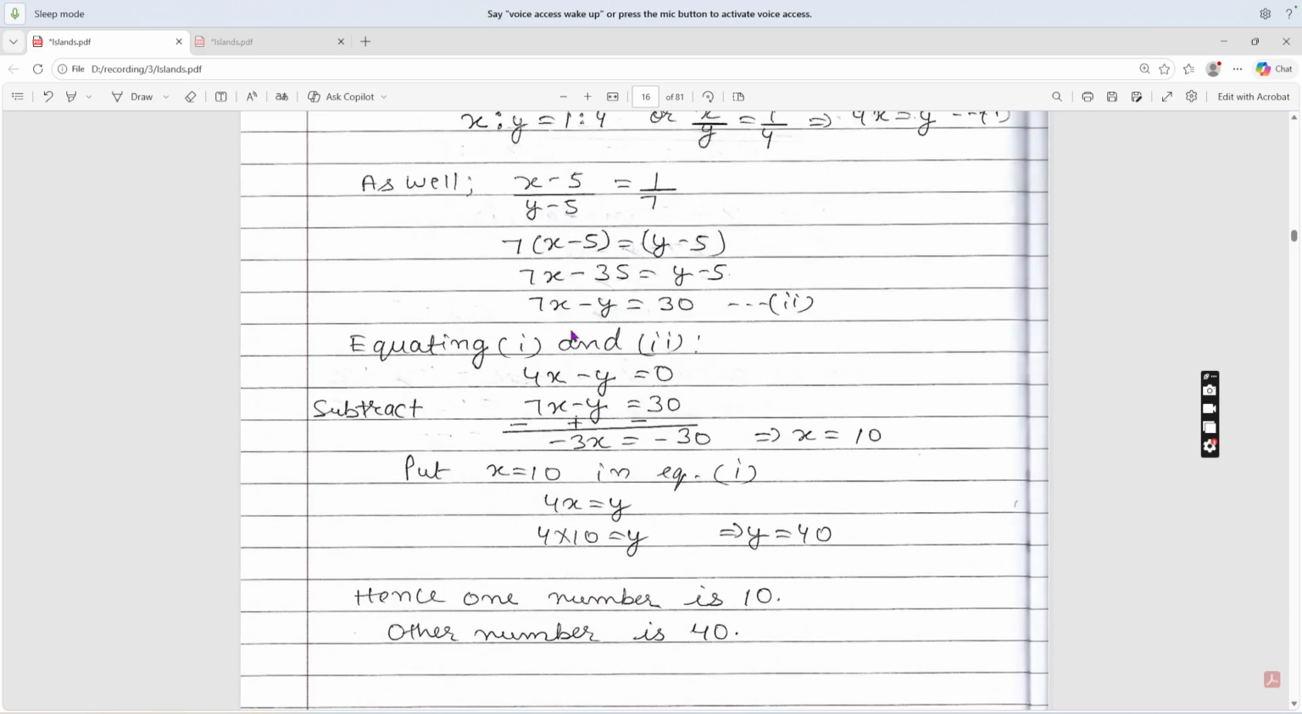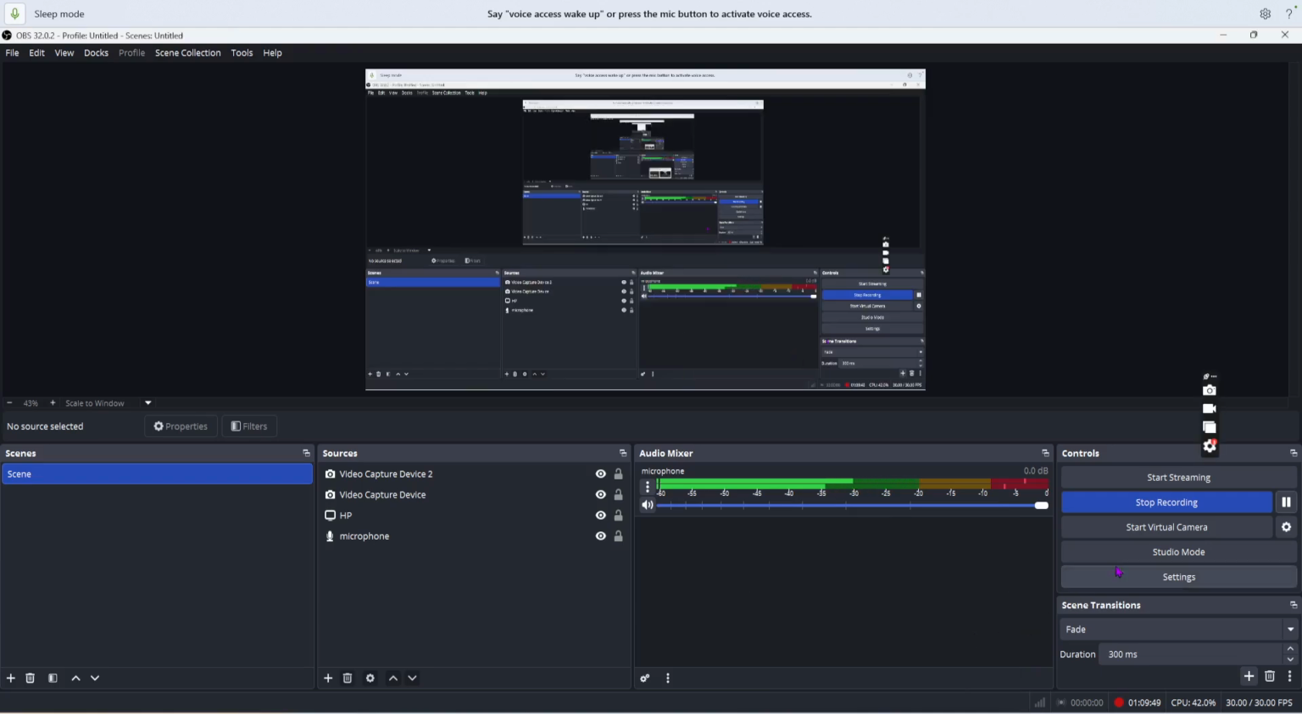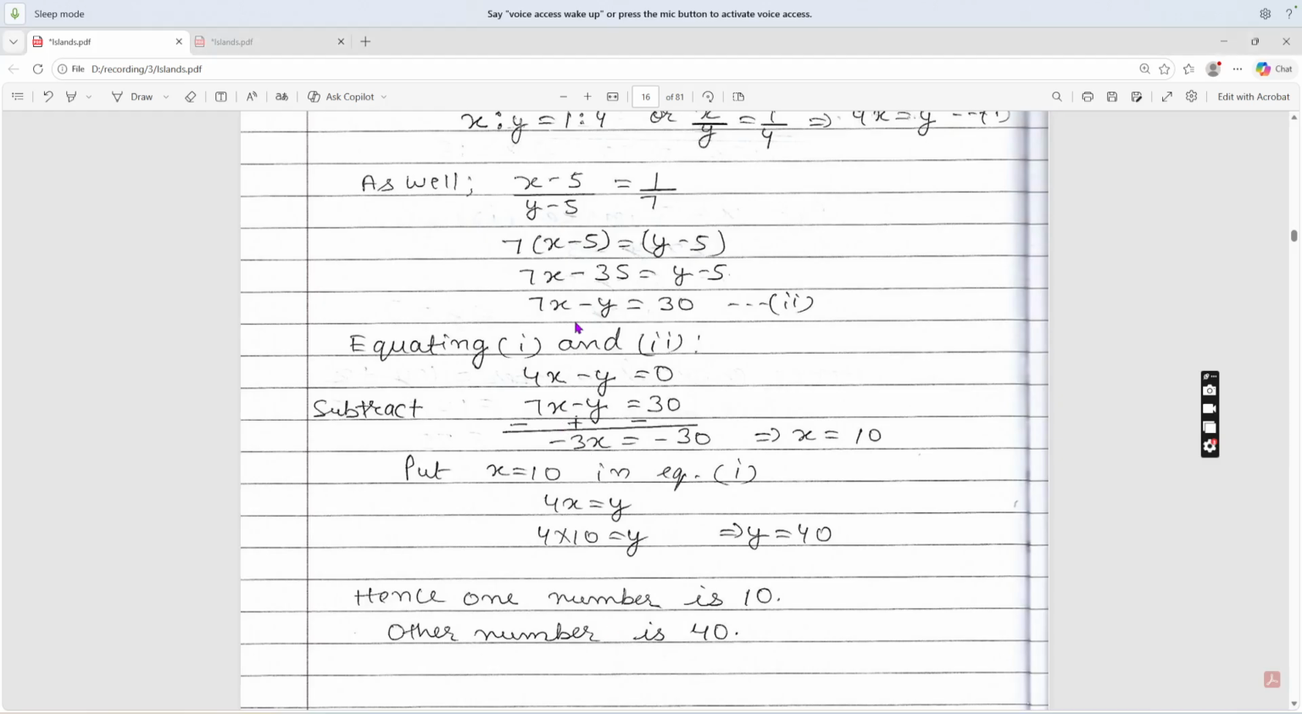and 7x minus y is equal to 30. From here we are going to copy. Now just see, this plus becomes minus, this minus becomes plus, this plus becomes minus. So by simply cross multiplication, we are getting a normal equation, that is 7x minus 35 is equal to y minus 5, and this is the second equation.